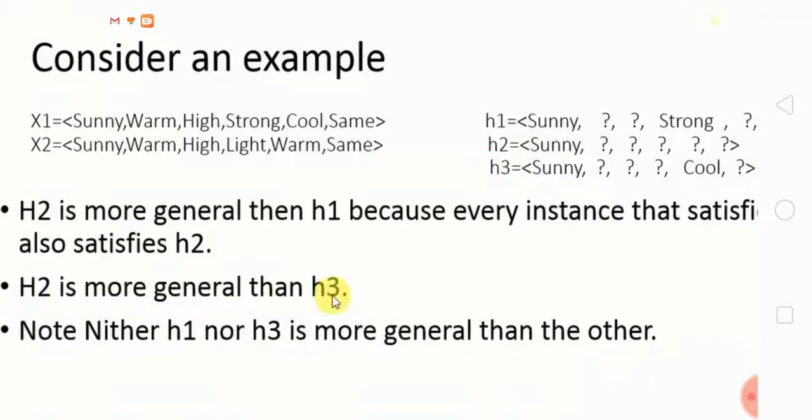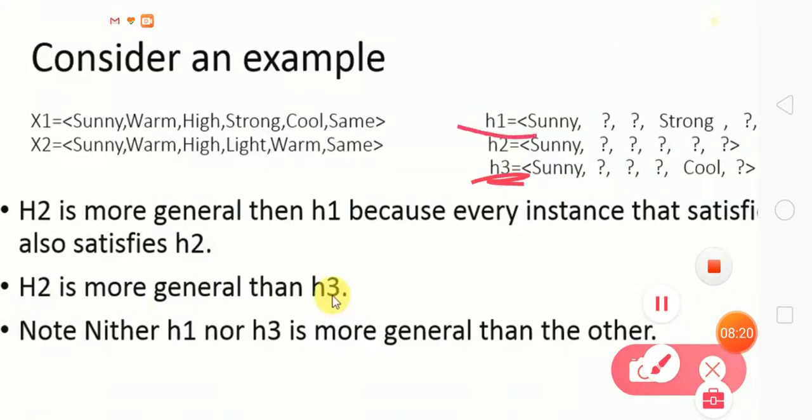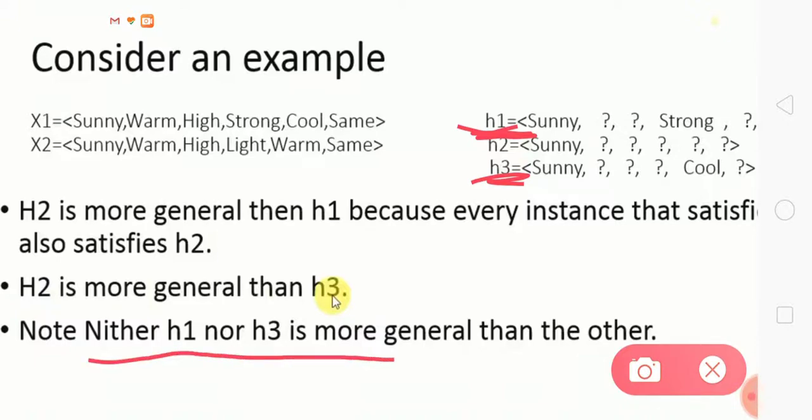And when we compare H1 and H3, these have different constraints. So we can specify that neither H1 nor H3 is more general than the other, because H3 has different constraints, and H1 also has different constraints. We cannot compare these two, and we cannot give the statement more general than. That's why they are specifying neither H1 nor H3 is more general than the other.